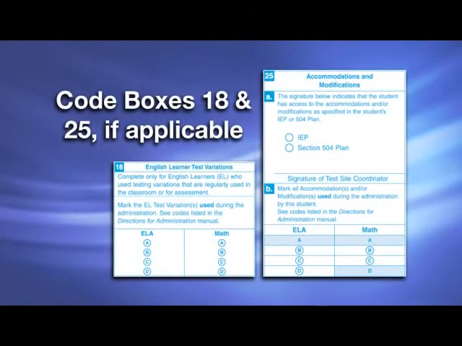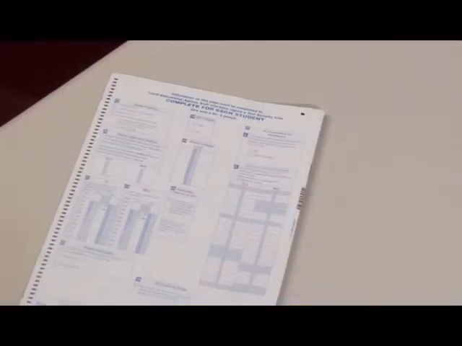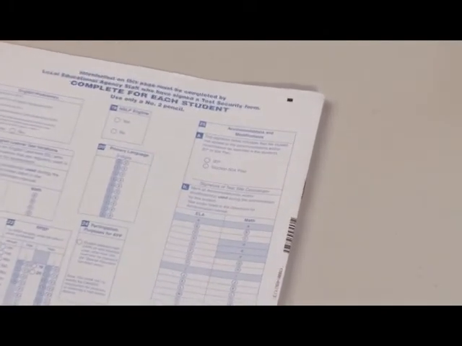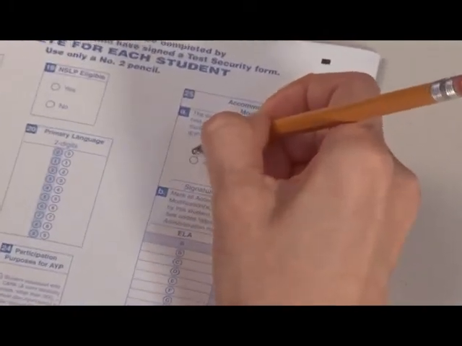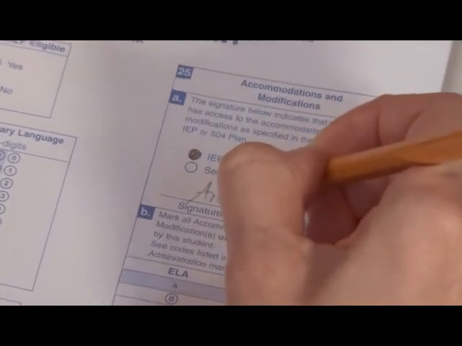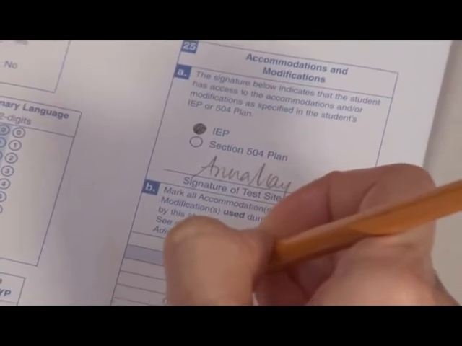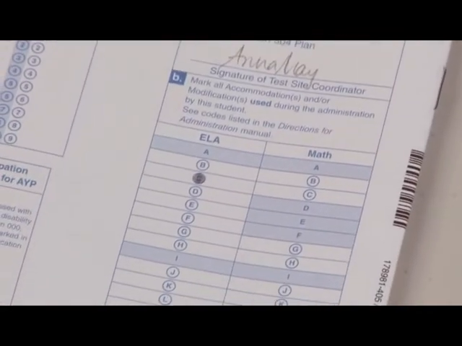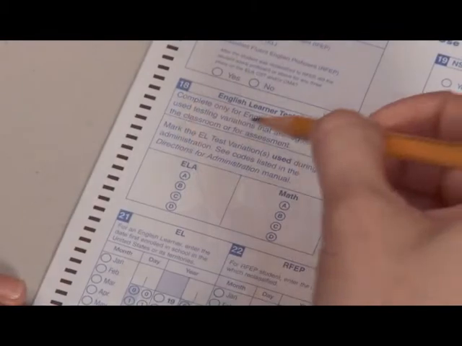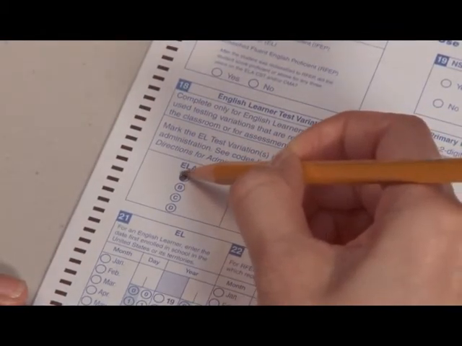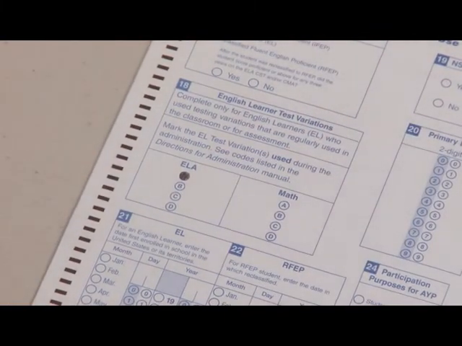Emphasize to examiners the need for accommodations and modifications to be offered to students with IEPs or Section 504 plans. A designated person must sign in Box 25A on the answer document to indicate that the student was offered the accommodations or modifications. Mark any accommodations and modifications that were actually used in Box 25B. If English learners used testing variations during the exam that are regularly used in the classroom, the examiner must mark the variations the student received in Box 18 on the answer document.